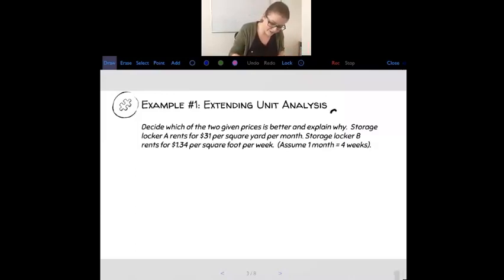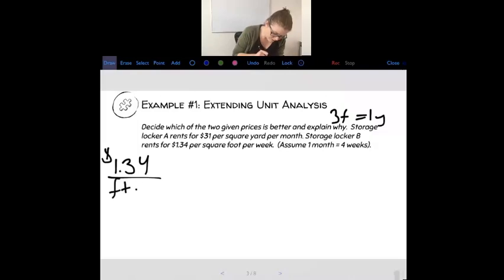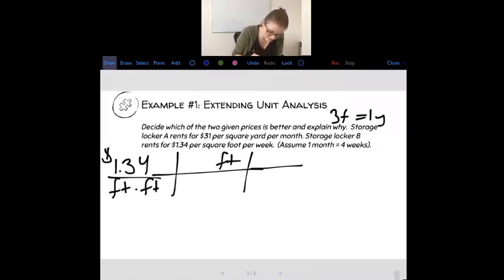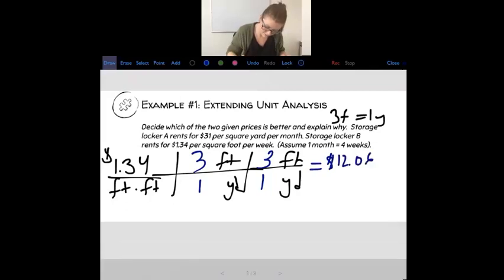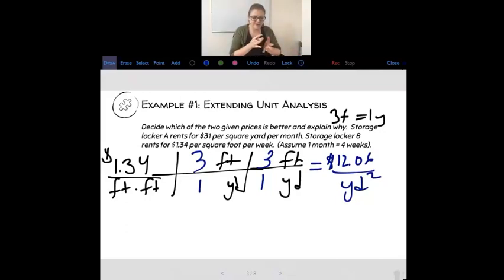This isn't on here, but 3 feet is equal to 1 yard. So I'm going to start. We have $1.34, and this is in dollars per feet squared. And so remember, I include both of them. They're both being multiplied together to get square feet. And so I need feet to cancel, and I want square yards on the bottom. So yard times yard gives us square yards. 3 feet is 1 yard, 3 feet is 1 yard. So we would take 1.34 times 3 times 3, which would give us $12.06 per square yard. Okay, so now at least in terms of the price per area matches.